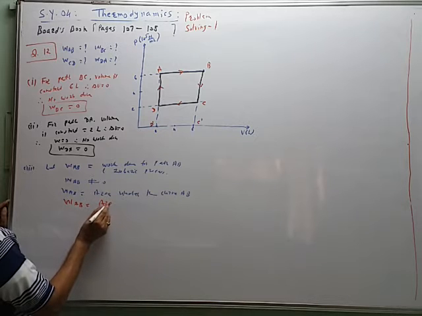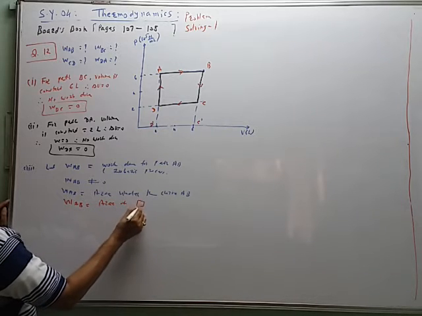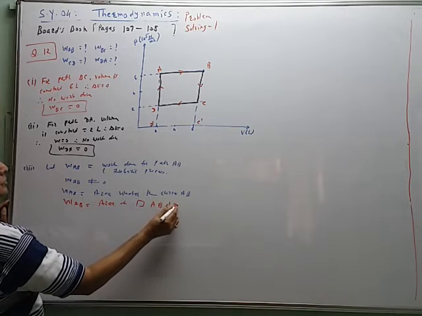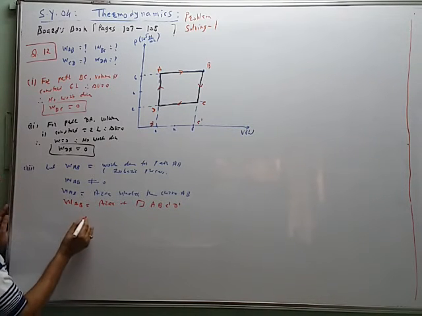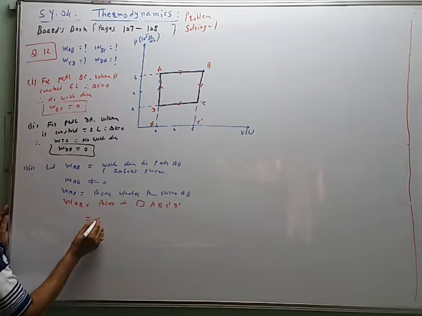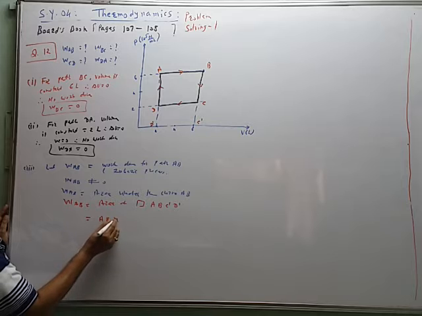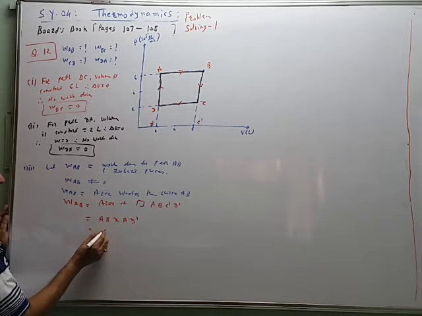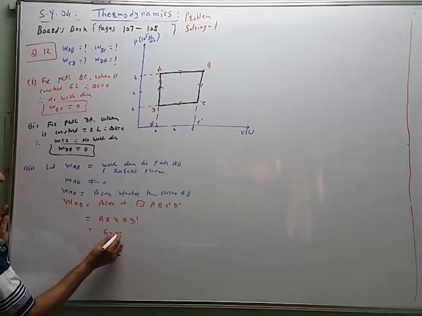WAB is equal to the area of the parallelogram A, B, C dash, D dash. So this is equal to AB multiplied by AD dash, not AD. Remember this. So AB is equal to 6 minus 2 liter.